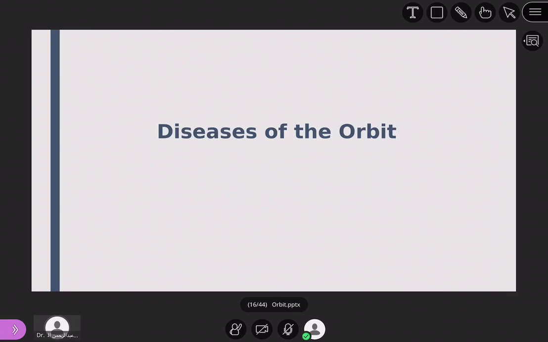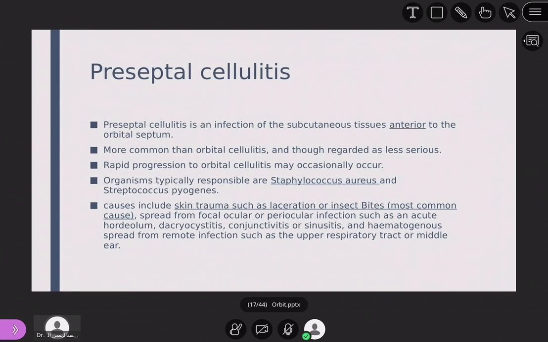Diseases of the orbit. First, we'll talk about preseptal cellulitis. It's an infection of the subcutaneous tissues anterior to the orbit. It's more common than orbital cellulitis, because it is milder than orbital cellulitis, and anything that is less severe will be more common.